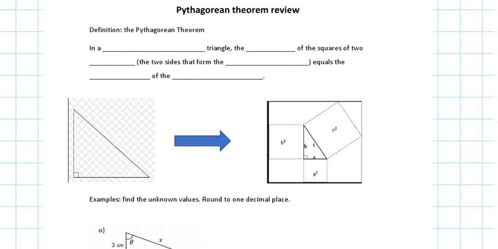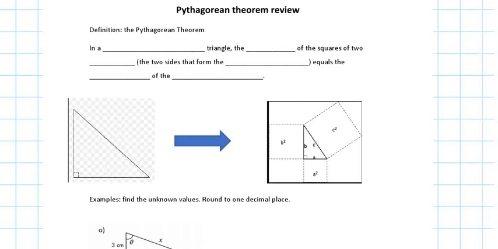How many of you remember the Pythagorean theorem? I've heard of it. Okay, good. So the Pythagorean theorem is a theorem that works for right angle triangles.